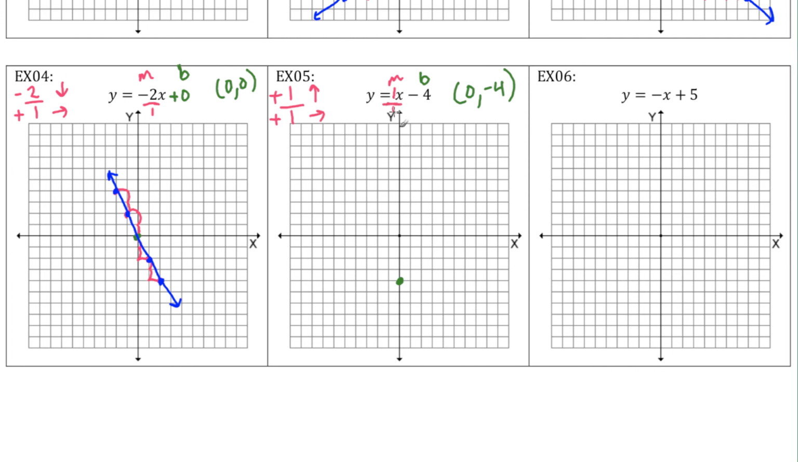Trying to make this easier for people that look at the notes. So up 1, right 1. Up 1, right 1. I keep doing this, but it's just so close together. I'd rather not. Down 1, left 1. So we started with our y-intercept, and then we used our slope, up 1, right 1, to get more additional points.